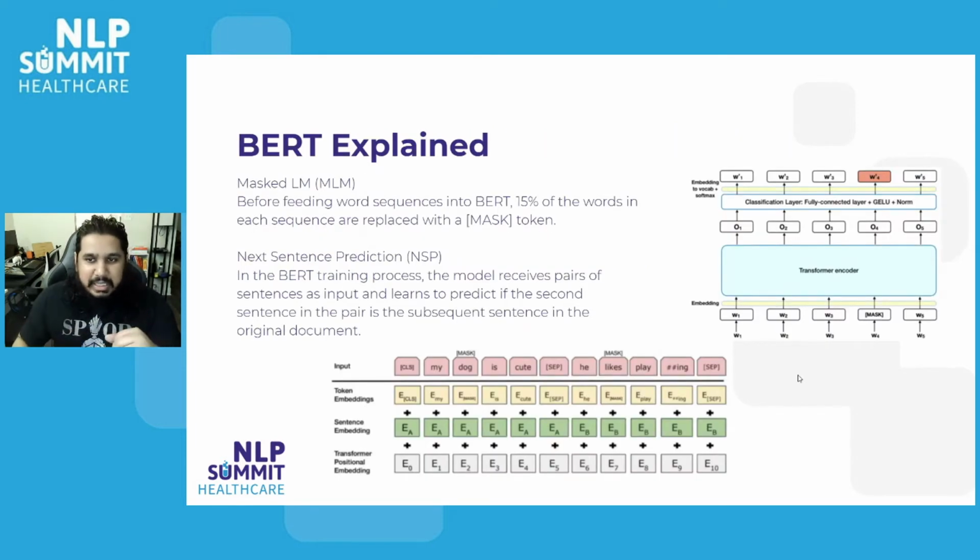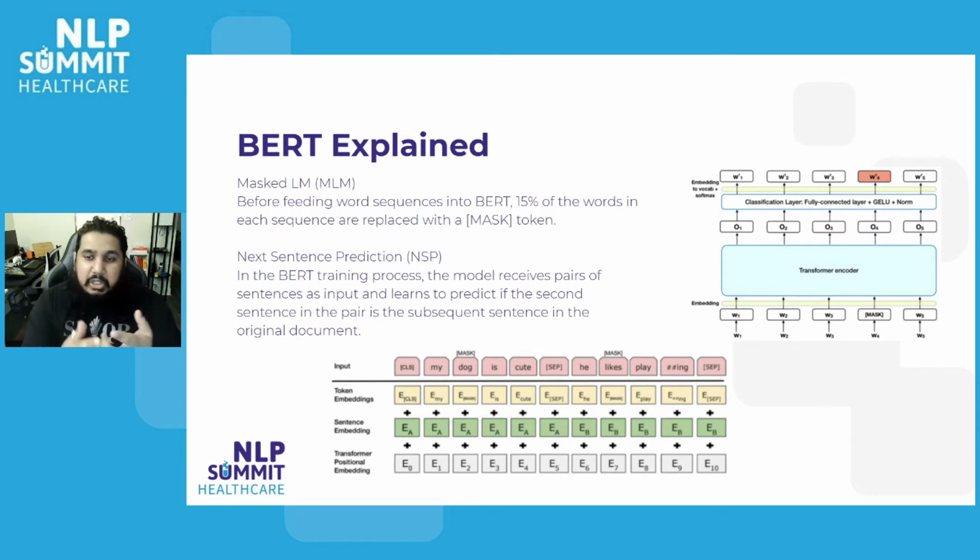So if we dive a little bit deeper into BERT, BERT uses two training strategies. First, the masked language model. Here, before feeding word sequences into BERT, 15% of the words in each sequence are replaced with a masked token. The model then attempts to predict the original value of the masked words based on the context provided by other non-masked words. In technical terms, the prediction of the output words requires three things. First, you need a classification layer on top of the encoder output. Second, multiplying the output vectors by the embedding matrix, transforming them into a vocabulary dimension.